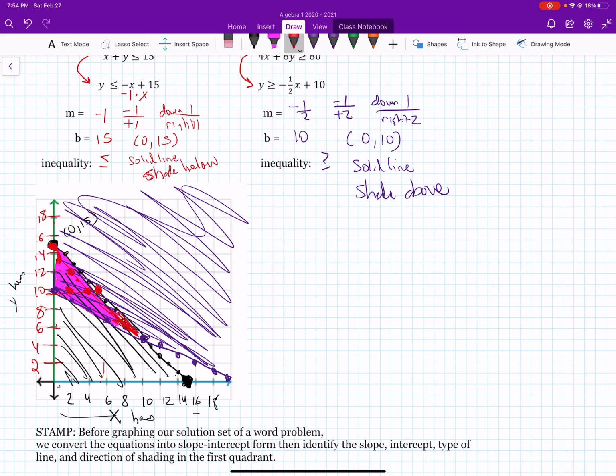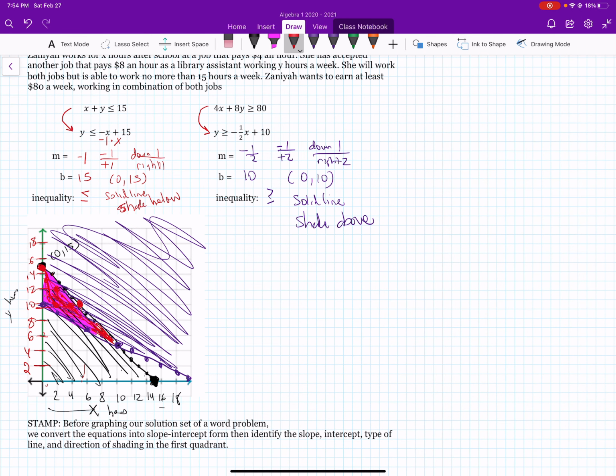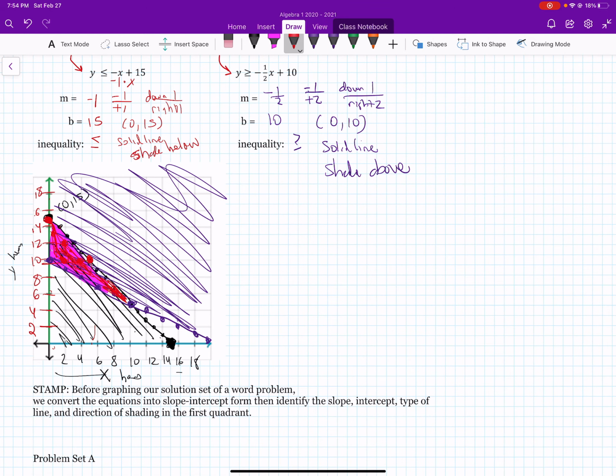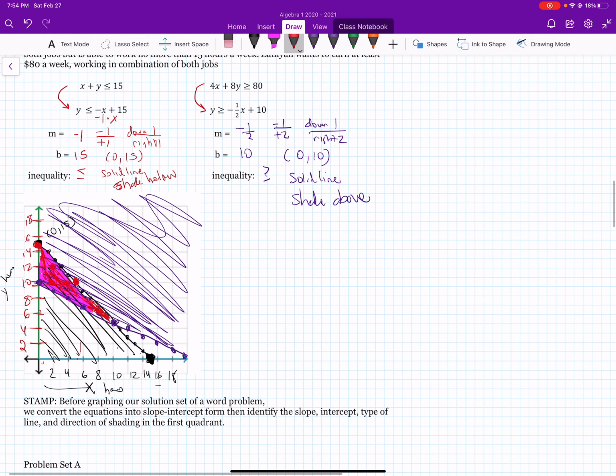All right. So putting this all together, the solution set determines the amount of hours she's able to work at both jobs, where she's working 15 hours a week for $80 a week as well. So here's a big stamp. Before graphing our solution set of a word problem, we convert the equation to slope-intercept form, then identify the slope, intercept, type of line, and direction of shading in the first quadrant. Again, the first quadrant, because we're only dealing with positive values, as this is a word problem. Please have this all in your notebook, as shown here.